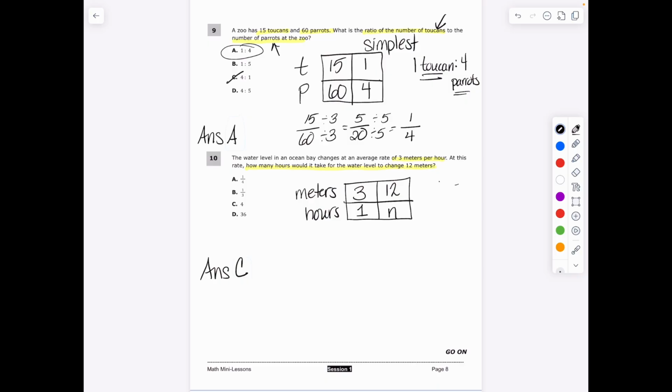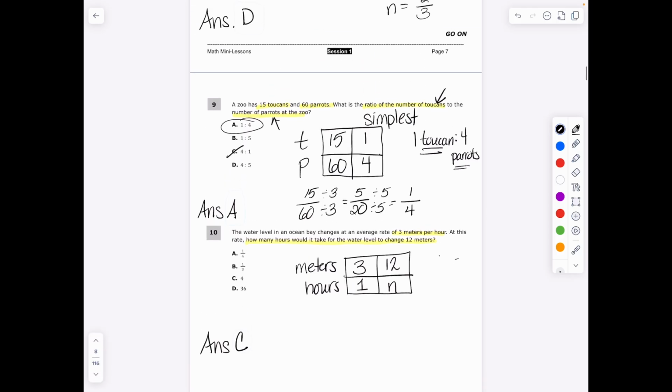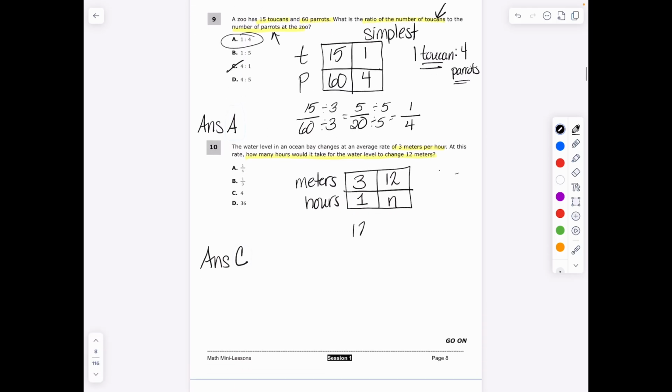So again, I can just cross multiply. So 1 times 12 is 12. And 3 times the number is 3 times the number. And now I want that number by itself, so I'm going to divide by the coefficient. Divide by 3 and divide by 3. And 12 divided by 3 is equal to 4. So 4 is equal to that number.